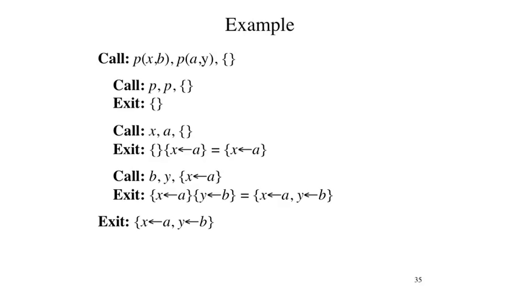So here's our first example. Consider the computation of the most general unifier for the expressions P of x b and P of a y with the initial substitution empty. A trace of the execution of the procedure for this case is shown here. We show the beginning of a comparison with a line labeled call, together with the expressions being compared and the input substitution. And we show the result of that comparison with a line labeled exit.